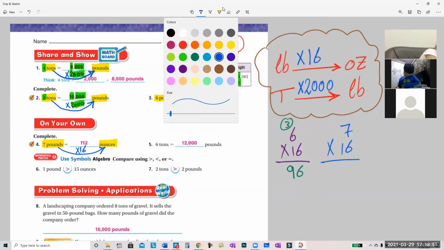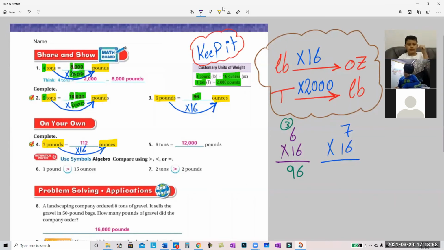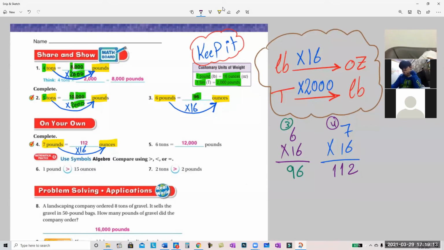It equals 112, because 6 multiplied by 7 equals 42, write 2 and carry 4. And 1 multiplied by 7 equals 7, and 4 equals 11. So it will be 112.